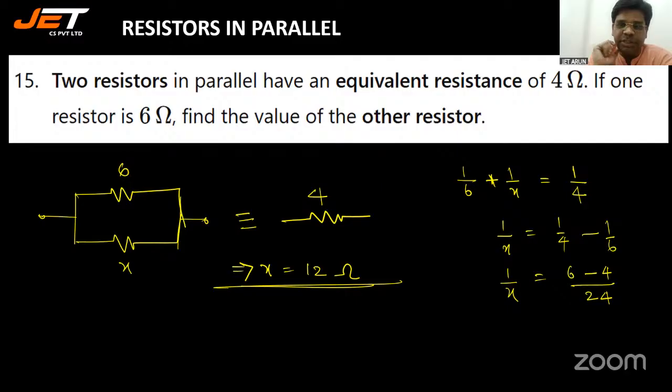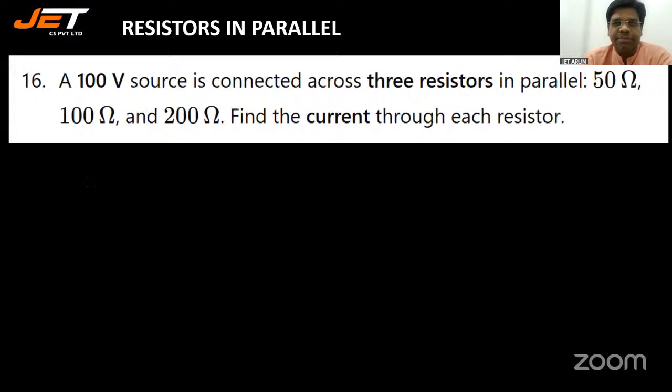This problem I liked because linear equations you all know. A question is translated into a linear equation which you know, then you solve it. That's why I like this question. There are three aspects in this question: comprehension, equation, and solution. Let's look at this one. A 100-volt source is connected across three resistors in parallel: 50 ohms, 100 ohms, and 200 ohms. Find the current through each resistor. You have done similar for two resistors, 6 and 8 ohms, 8 and 16 ohms. Now we are doing it for three resistors. They are in parallel. Note.